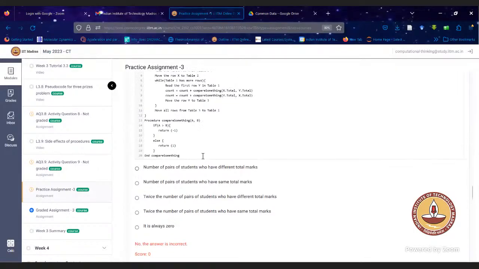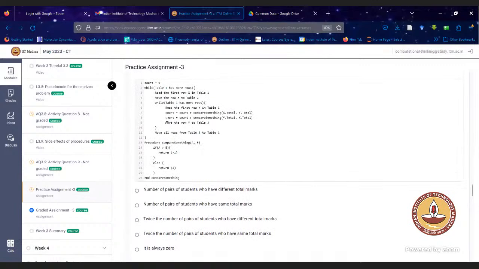I don't understand. Okay. So you are essentially working on the same count variable. Initially the count is 0. Say the total marks from X and Y and X. So essentially you are sending it to the same procedure. In the first scenario, X dot total will become A, and in the second scenario, Y dot total will become A. That much you understood, right?